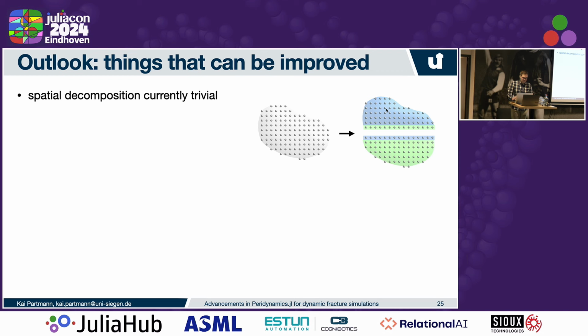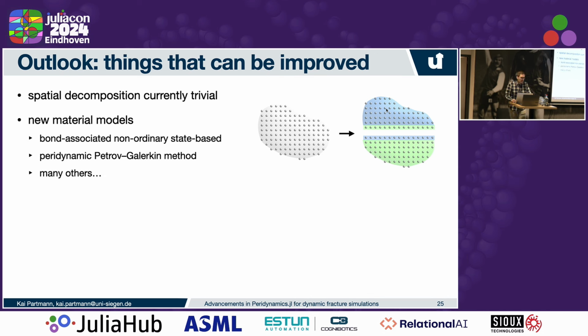So, things that can be improved further. Basically, the spatial decomposition is currently very trivial. We don't have a suitable decomposition algorithm yet. That would be a thing that could improve MPI performance very much. Additionally, other material models will be a nice add-on that don't have the pitfalls of the current models implemented.